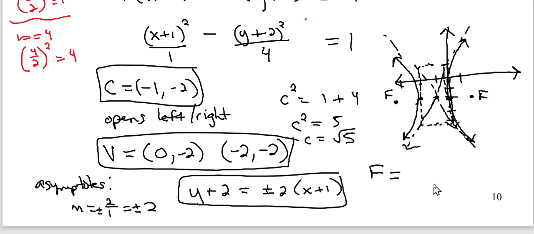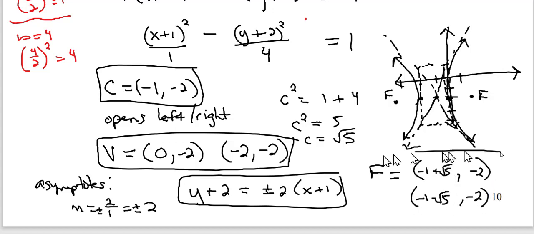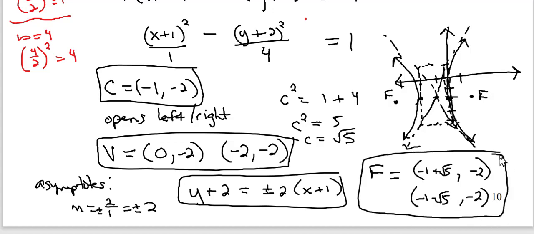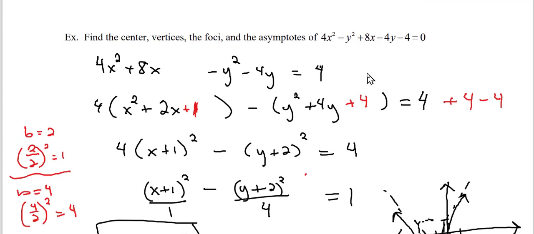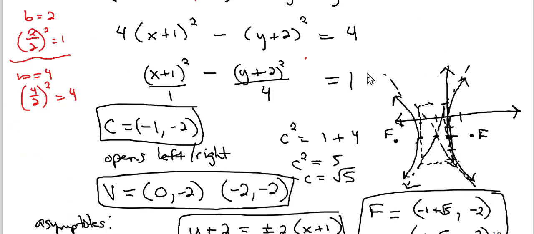Notice the x coordinate of the center is what's changing because I am going left and right from the center. My y coordinate is still negative 2. I take the negative 1 and I add root 5. I take the negative 1 and I subtract root 5. Okay, that one is a little different because it was written in this expanded out form, right? So we had to complete the square to get it into a form that we could actually work with.